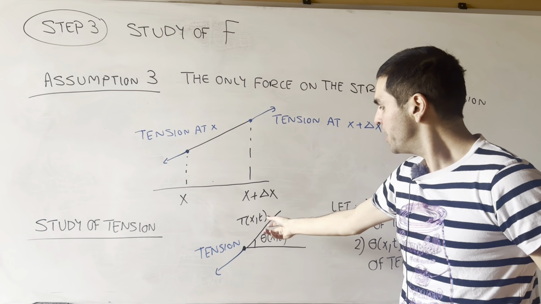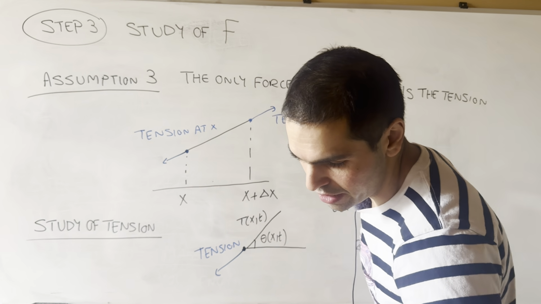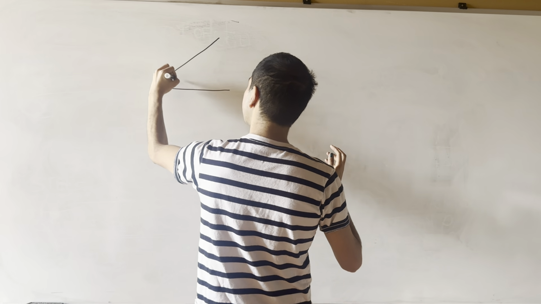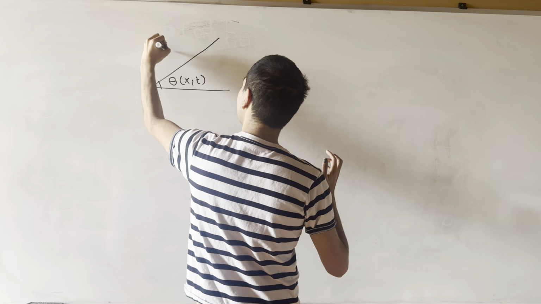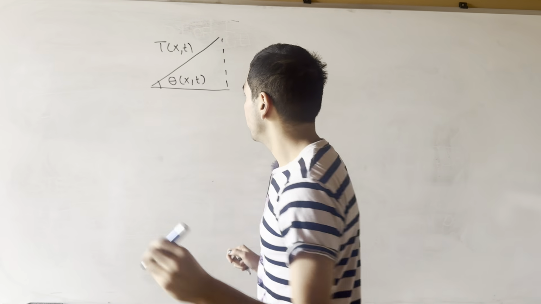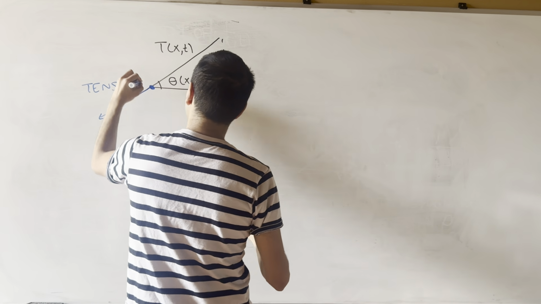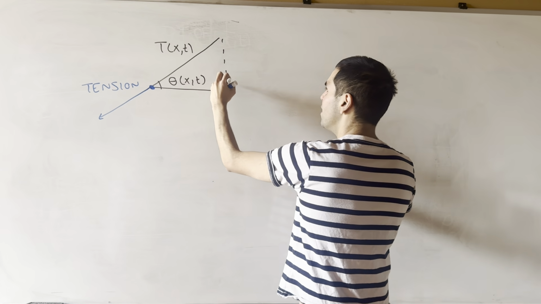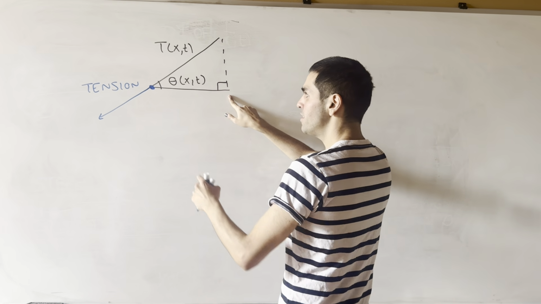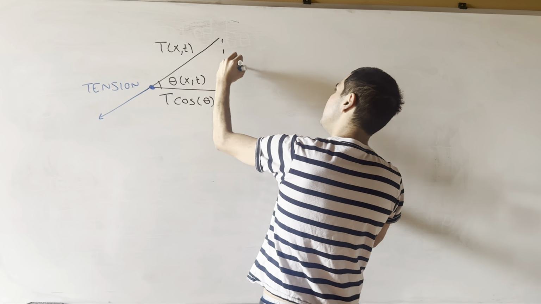And then you may notice a polar coordinate situation going on. So let me rewrite this just a little bit. So once again, we have our triangle here. This is theta of x,t. This is T of x,t. And we have the tension itself going this way. And well, once again, we do have a right triangle here. So using polar coordinates, this side is T cosine of theta, and this is T sine of theta.